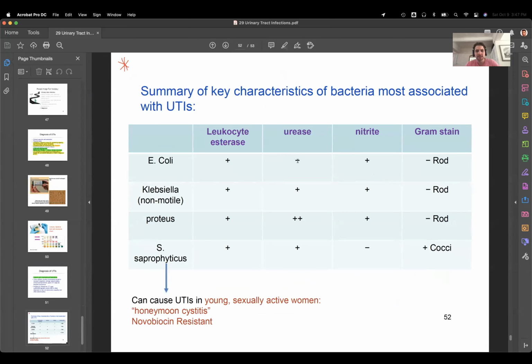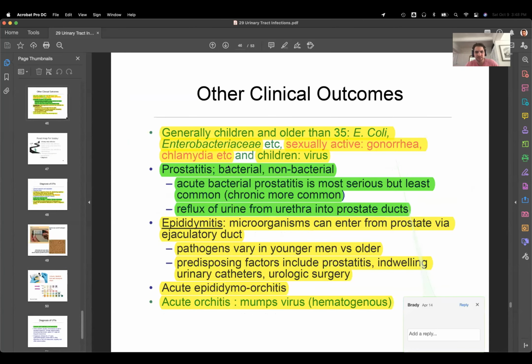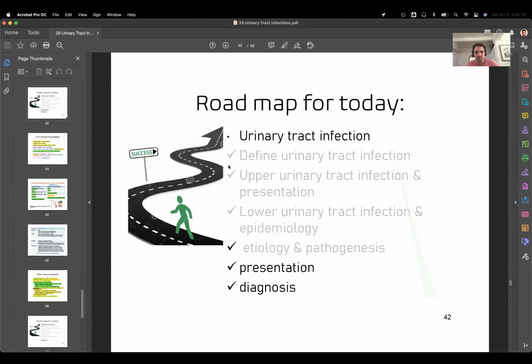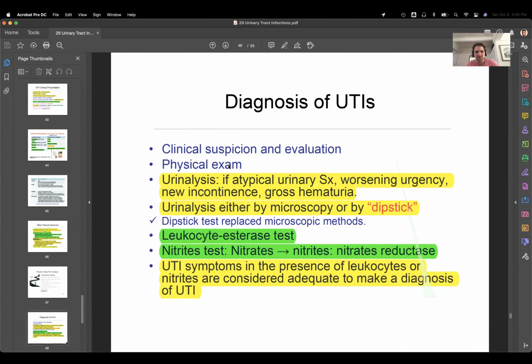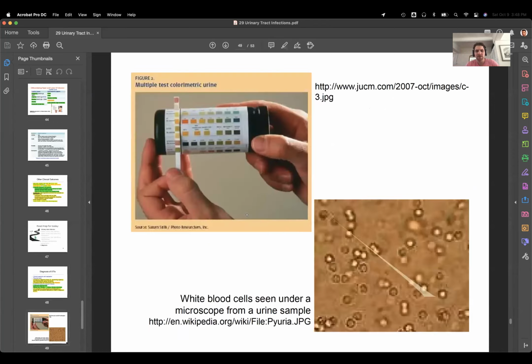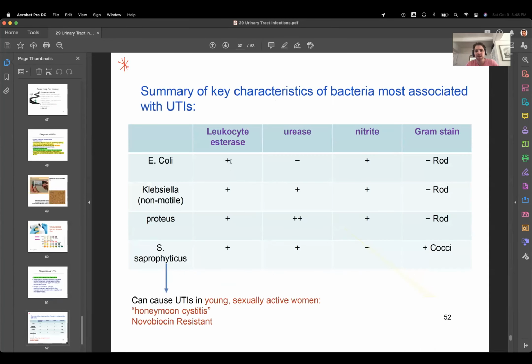E. coli is urease negative, but nitrite positive. So anything that's gram negative, all three of these will have nitrite. Anything that's prone to making stones will have urease. Wait, did I say leukocyte esterase was the presence of neutrophils? I think that maybe that's secondary to the infection, sorry.